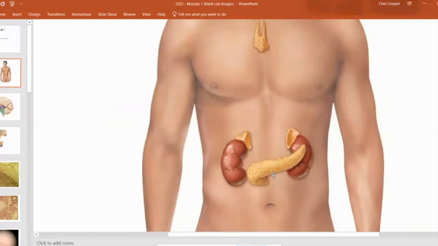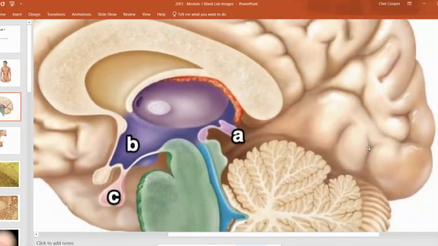Out of the 25 questions on the lab test, 2/3 of them will be endocrine related. Probably one or two questions from this picture. All right. And then most likely one question from this picture.